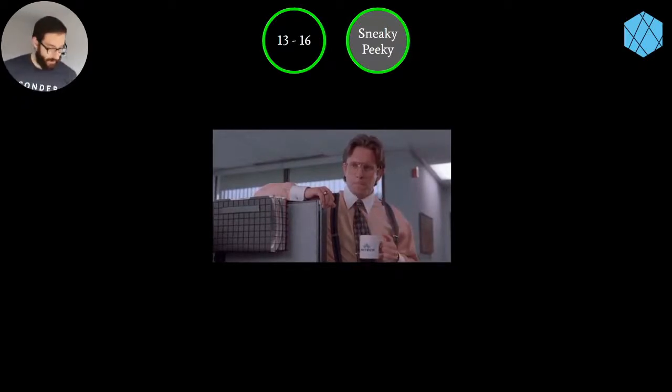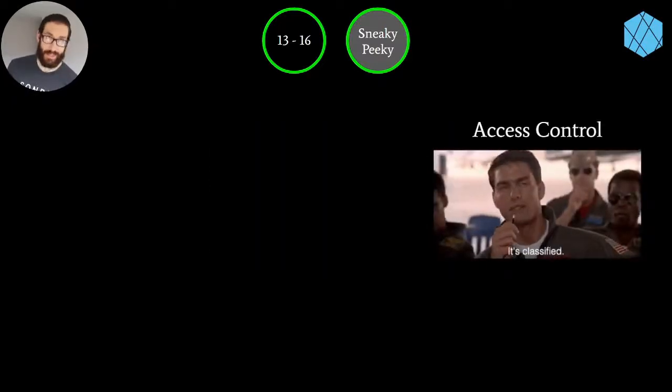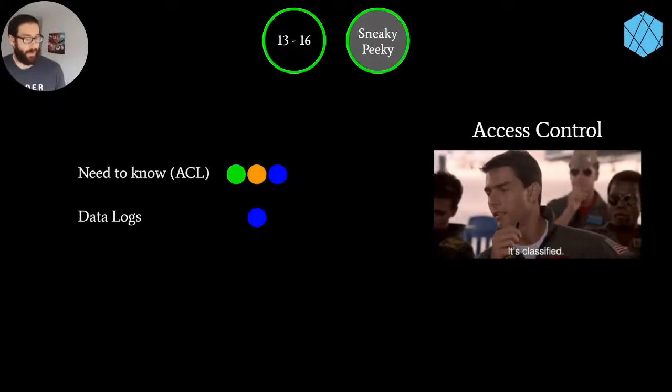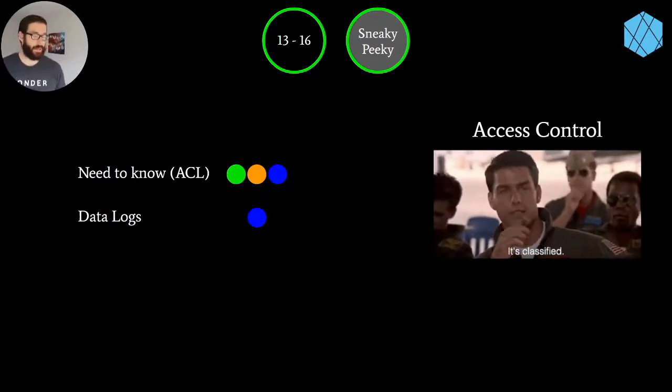So this is kind of a preface to the subcontrols I wanted to talk about. Access controls, getting access to different things. The two subcontrols I want to talk about are access control lists, which is ACL, and the other one is data logs. For the access control lists, specifically I wanted to mention need to know.